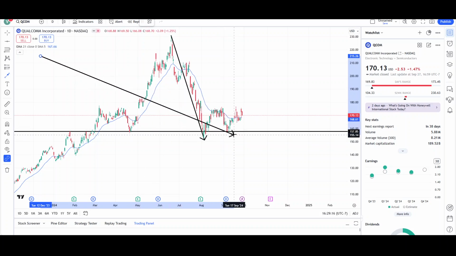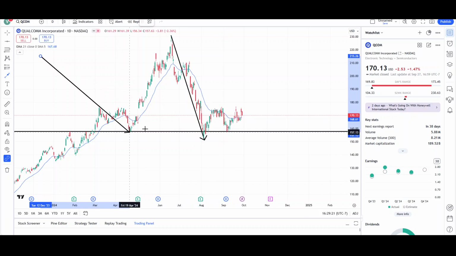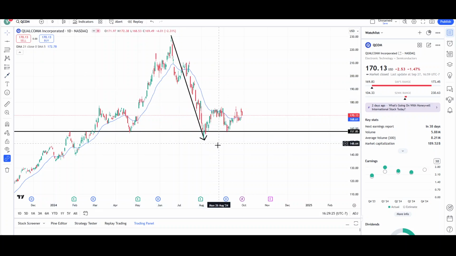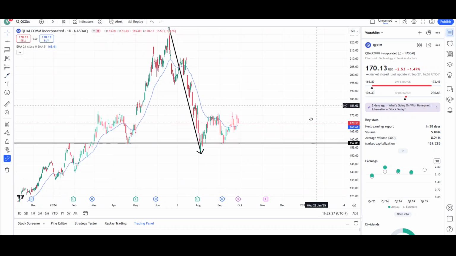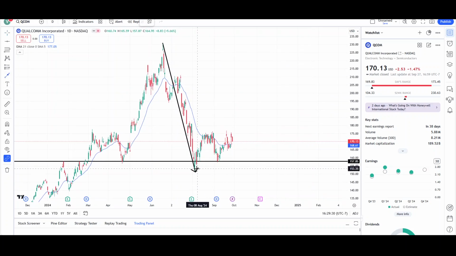So this is telling me that at this level, the bulls are not as strong as they once were, because look what happened when price bounced off it in the past. It led to a huge rally. In this case, it's leading to small rallies. So this tells me that there's a bearish bias to the chart.